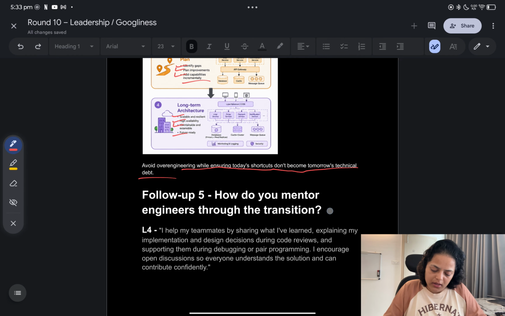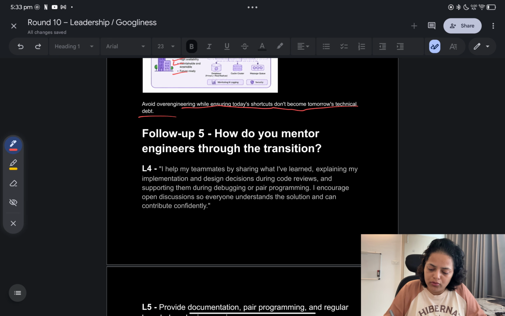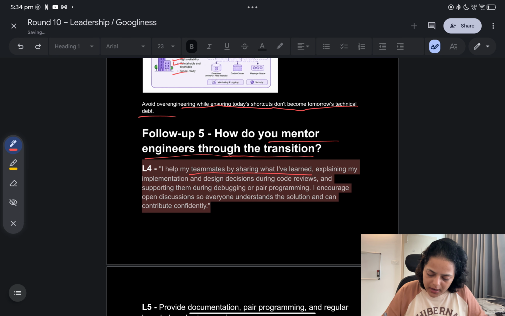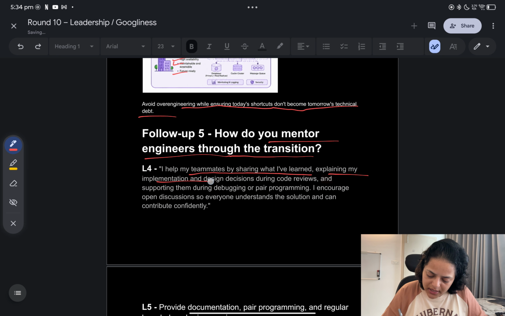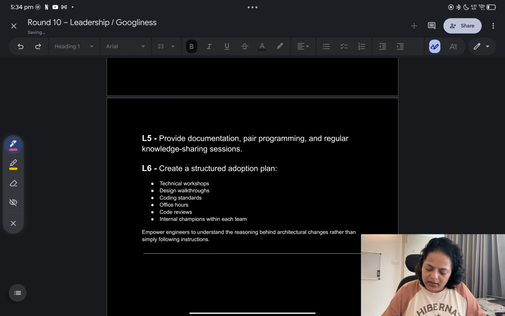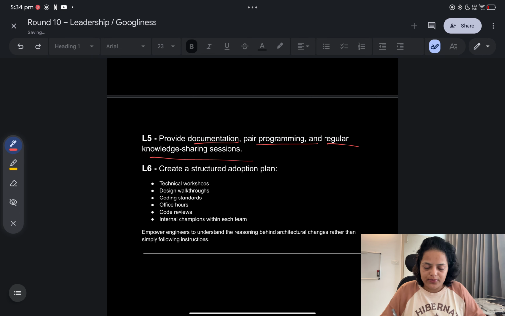That is the thing. Now follow-up question 5, the last one, is how do you mentor engineers through the transition? So L4 will say that I help my teammates by sharing what I have learned, explaining my implementation and design decisions during code reviews, and supporting them during debugging or pair programming. I encourage open discussion so everyone understands the solution and can contribute confidently. L5 will say that provide documentation, pair programming, and regular knowledge sharing sessions.